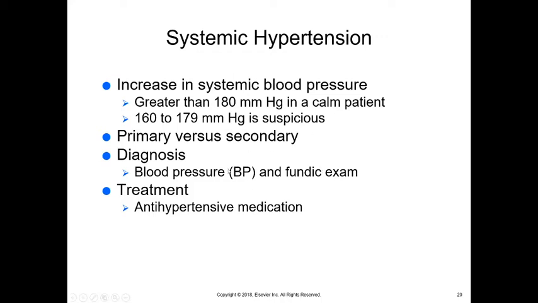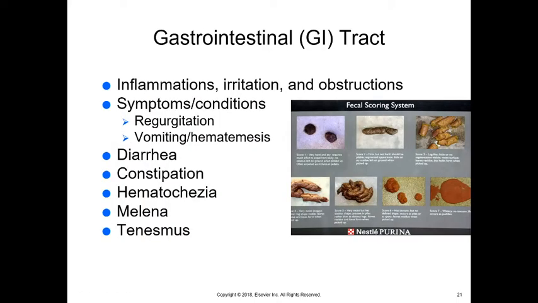So we do have blood pressure cuffs for animals. We can do blood pressures just like we do for people. And we can look in the back of the eye. A fundic exam is a good way to look at small vessels in the back of the eye, and if they are engorged or enlarged, it can tell us that we may have systemic hypertension. Then we can measure that. So treatment would be antihypertensive medication.